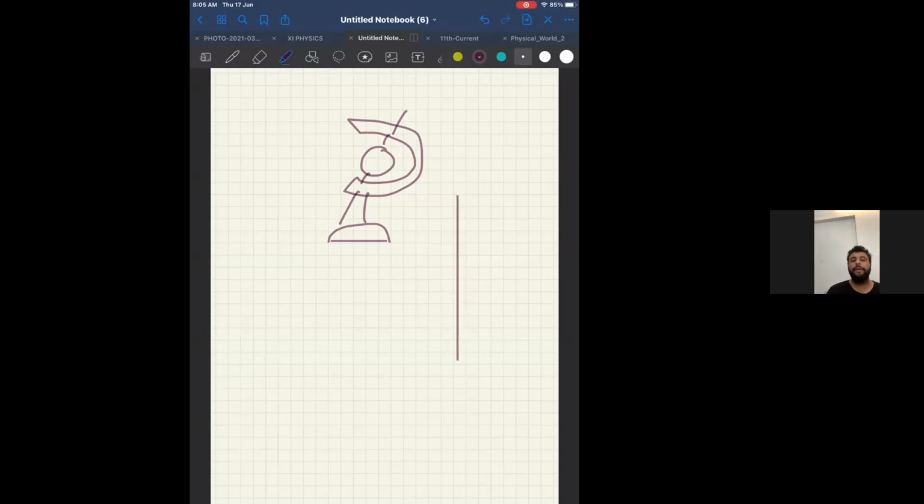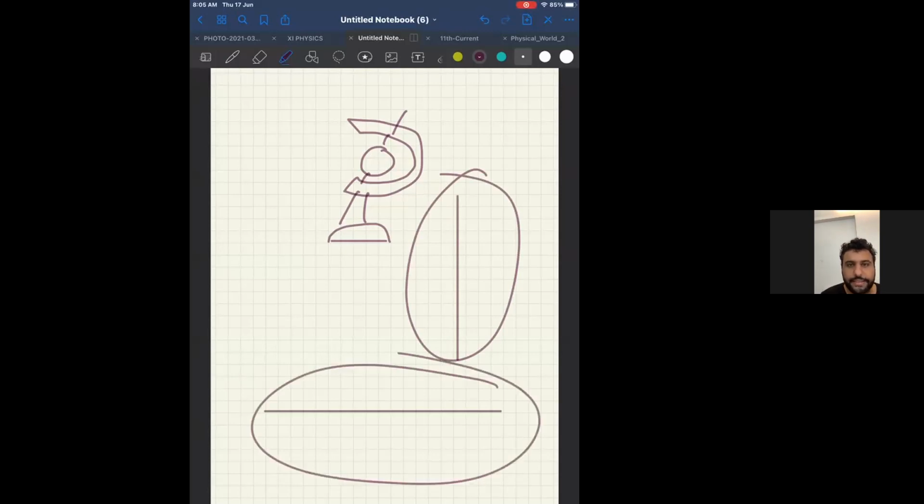Now, anything perpendicular to the geographic axis is the magnetic axis. Correct? So, can I say this is the geographic axis? Can I say this is the magnetic axis? Clear? You know what the difference is?